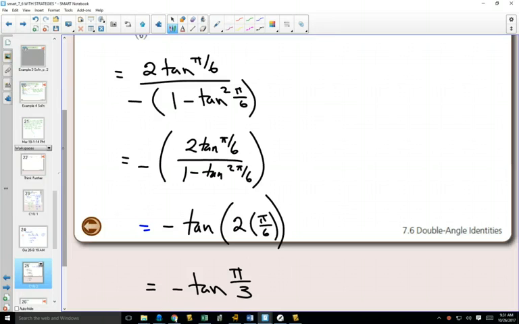No, it's not. It's badly written. I'm sorry. It's tan squared of pi over 6.